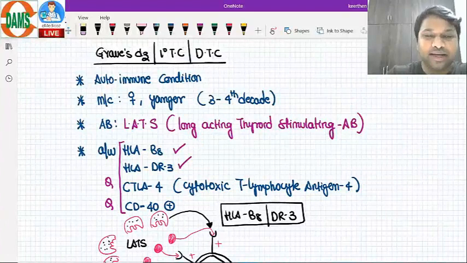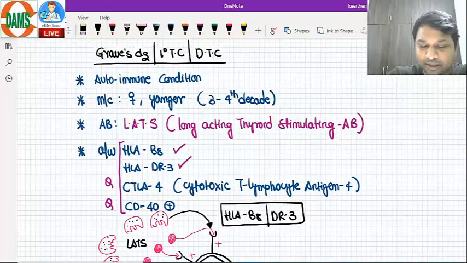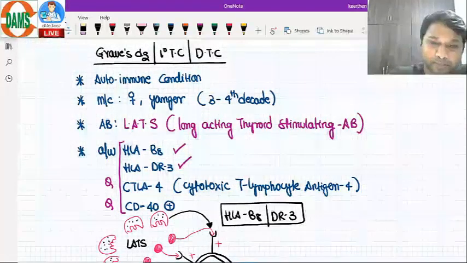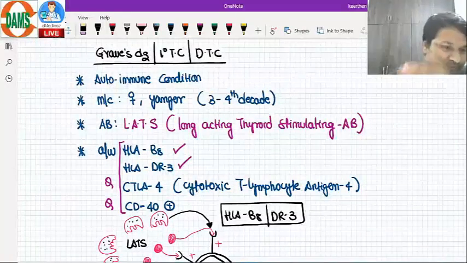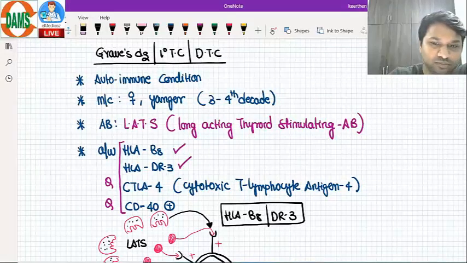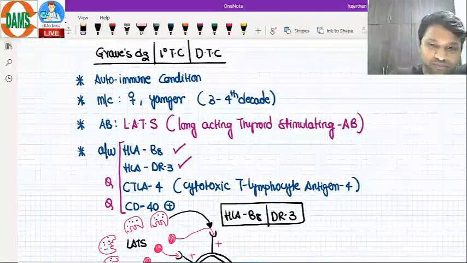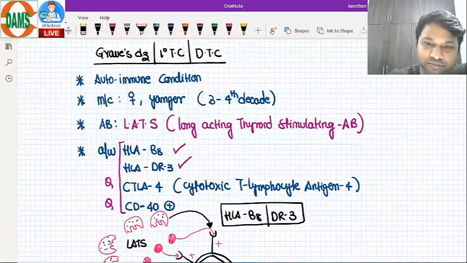But I'll talk about all the antibodies, don't worry. Just concentrate on the one that I'm trying to address right now. Alright, good to go?